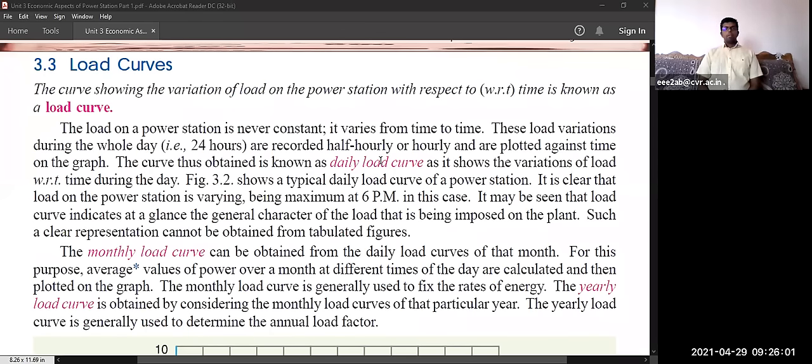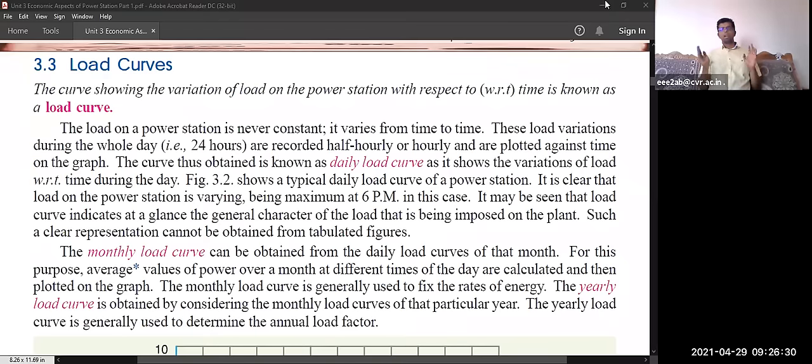Today we are going to see about the load curves, load duration curves, etc. Firstly, load curves. What is the major role of these load curves? The curve showing the variation of the load on the power station with respect to time is known as the load curve. So, if you take a power station, how the load will be varying with respect to time.